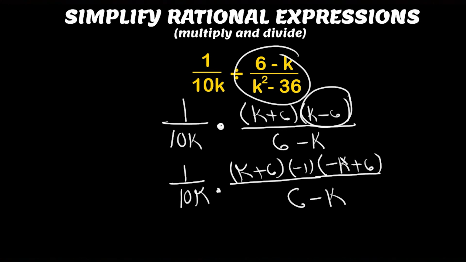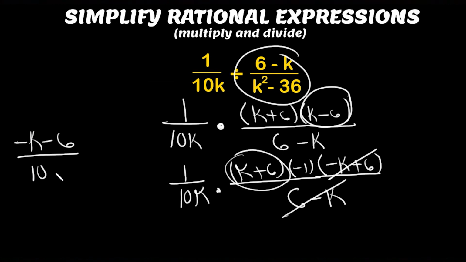That is the same thing, right? So that will cancel, and I'm left with k plus 6 times a negative 1. That just means all your signs inside here are going to change. So your final answer is going to be negative k, right, minus 6 all over 10k. All right, and that's it. That's your final answer right there, okay?